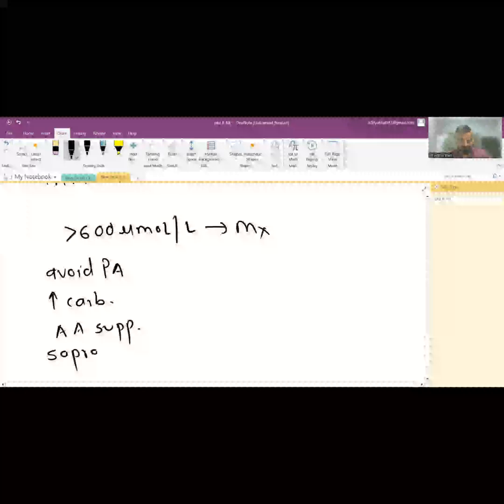What is sapropterin? Sapropterin is a BH4 analog. So in patients who have a good response, where the phenylketonuria is due to BH4 abnormality or the DHPR enzyme, this sapropterin is very, very beneficial. So you have to remember, sapropterin might be asked.